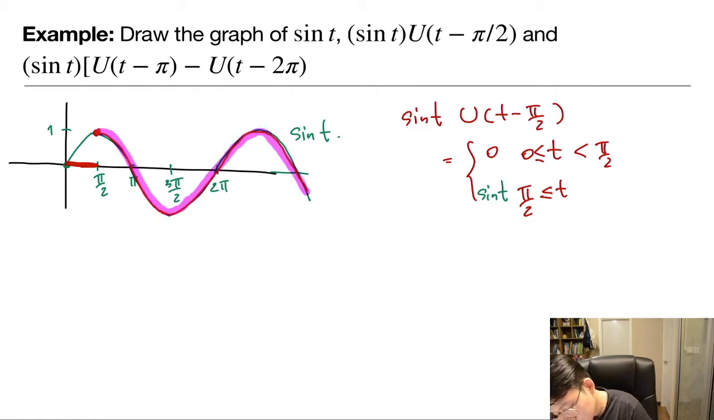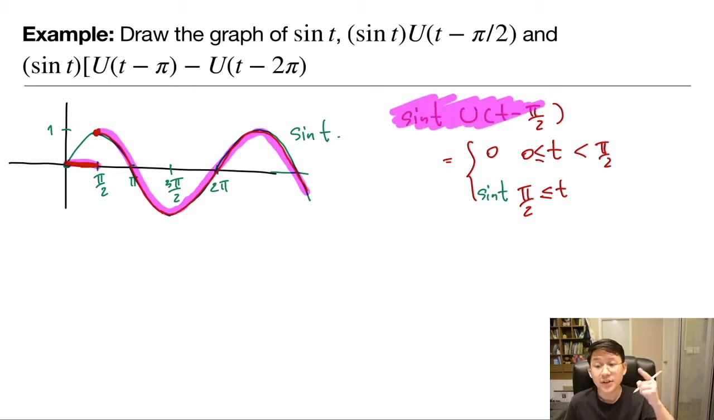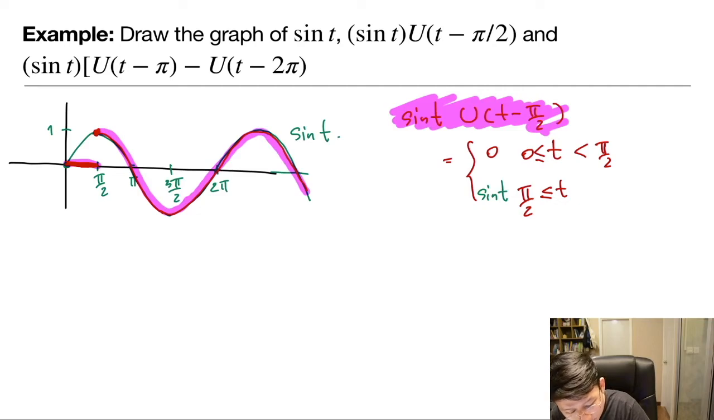And here it will be 0. That is the graph of psi(t − π/2). It will be psi(t) when t is bigger than π/2, and it will be 0 otherwise. And guys, I forgot this square bracket.